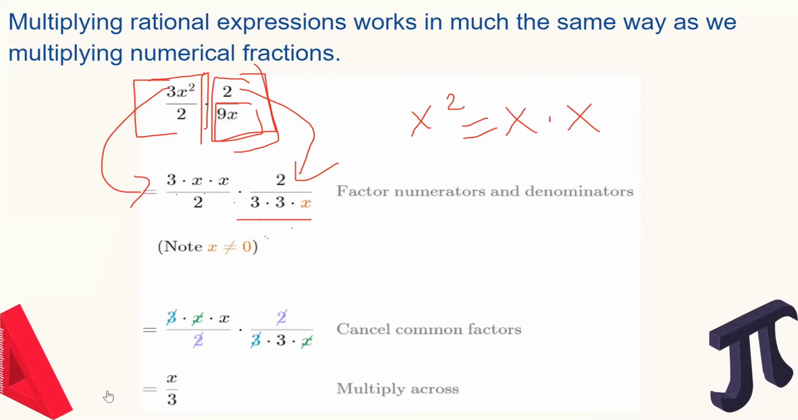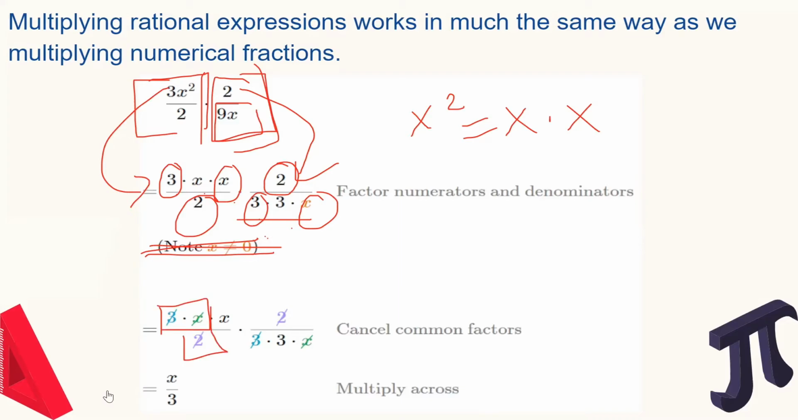And now you look for common factors. You have a 2 here and a 2 here. You have a 3 here and a 3 here. You have an x here and another x here. You can disregard this part because we are going to do this later. So now you just cancel out the common factors. You can see here they're being canceled out. Cross them out.